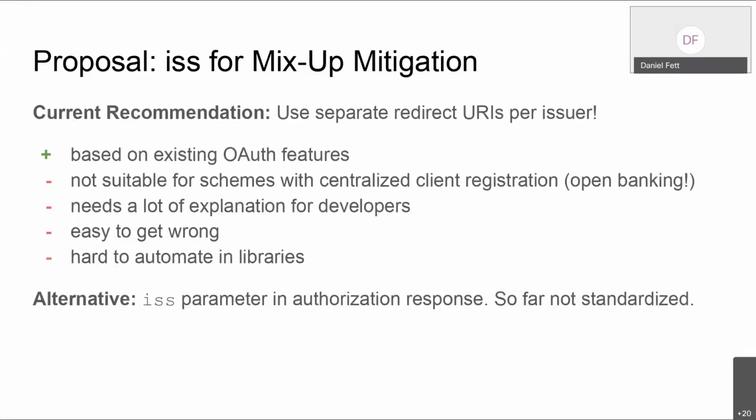I think this is a pattern you often see in open banking schemes. This solution also, as you can tell from the text that we have in the BCP, needs a lot of explanation to developers. So what do they need to do? Why do they need to use a separate redirect URI per issuer? What is an issuer? Is a separate redirect URI per authorization server okay, or is it not okay? What's the difference between the authorization server and issuer? What exactly to put into that URI and so on. And it's also easy to get wrong.